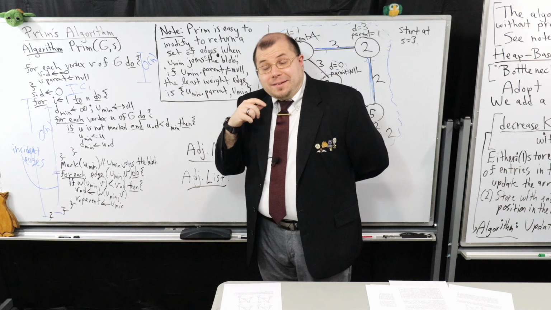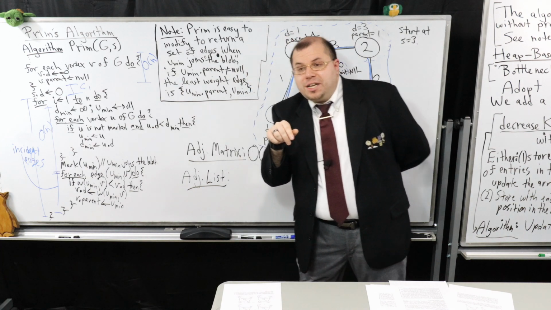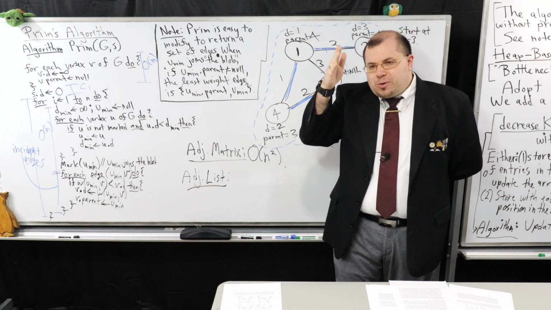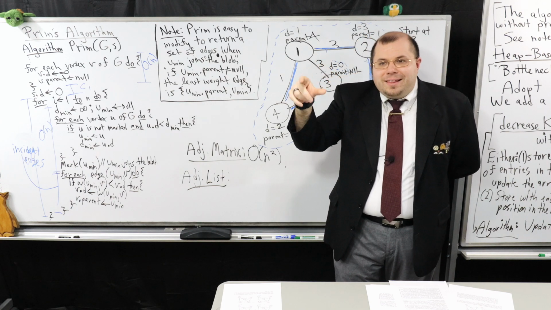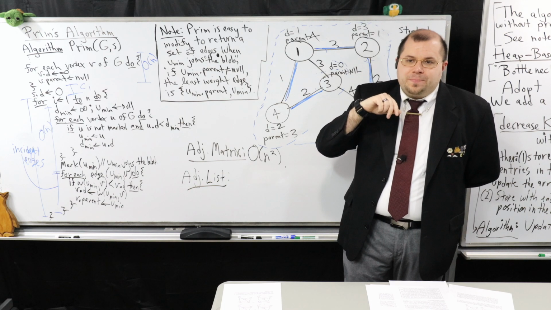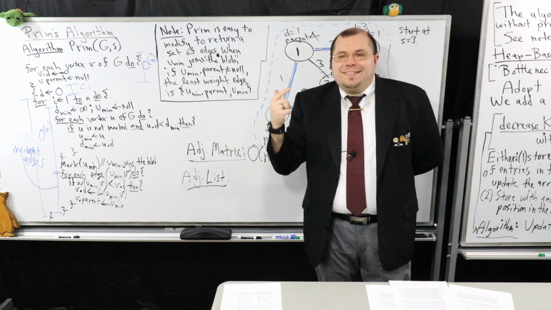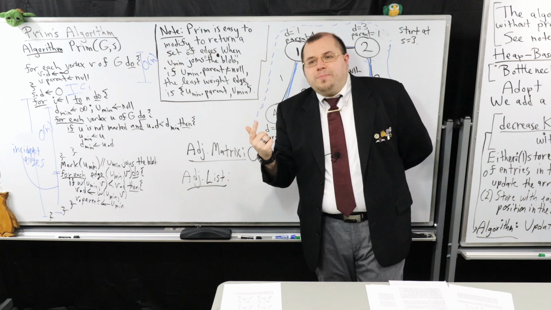But what is it? What's going on with the incident edges for an adjacency list? Remember, in an adjacency matrix, I go through each one of the columns of a given row, and that's where I got the big O of n from. What happens with an adjacency list? What's the big O for computing the incident edges?